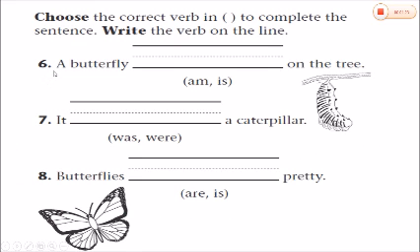You're welcome. Here, a butterfly am or is on the tree? Is. Excellent. It was or were a caterpillar? Does it come with was or with were? I think with were. No, it was. It comes with was. Butterflies are or is pretty? Are. Excellent. The subject here, butterflies, is more than one. So we take are, because they are a lot. Yes. Thank you, Farida.